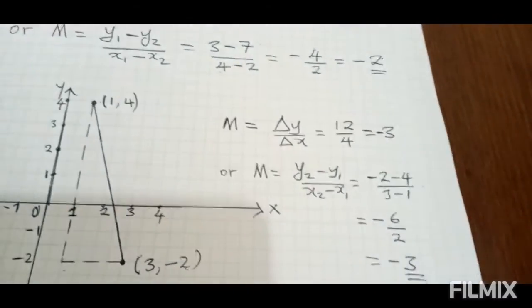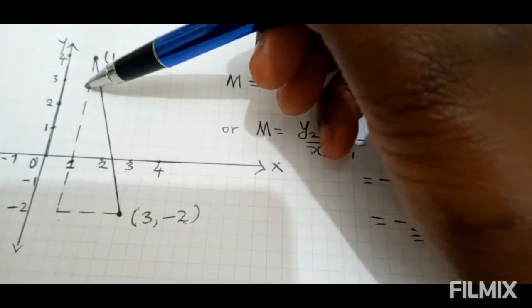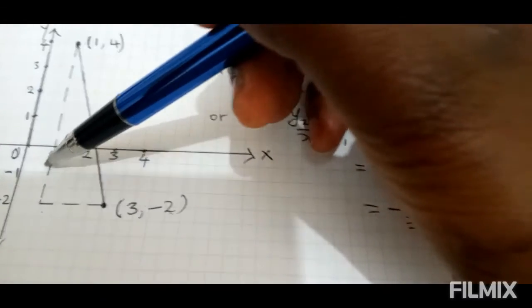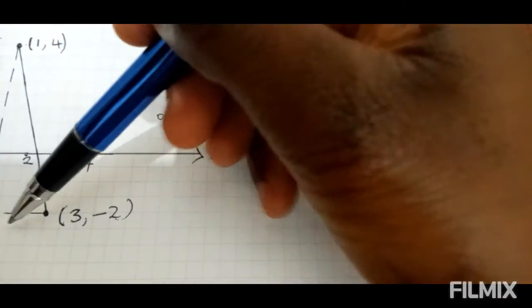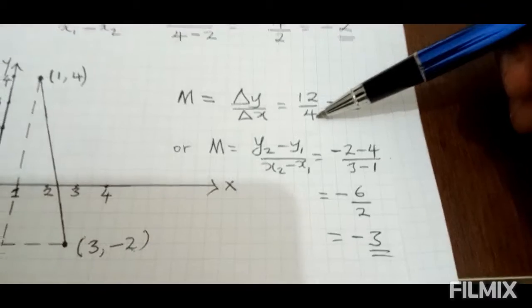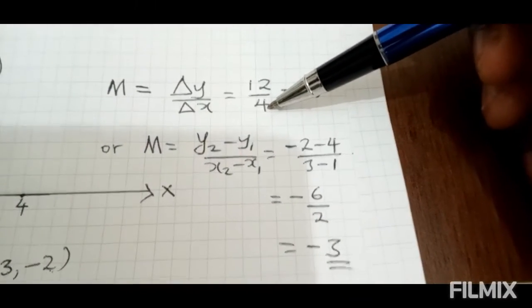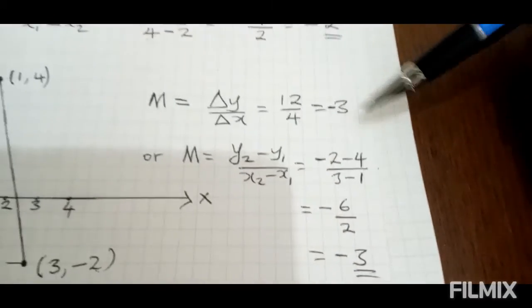So what is the change in y? We can count the number of boxes: 1, 2, 3, 4, 5, 6, 7, 8, 9, 10, 11, 12. Change in y is 12. Then what is the change in x? 1, 2, 3, 4. That's 4. So this is 12 divided by 4, which is 3. The answer is 3.